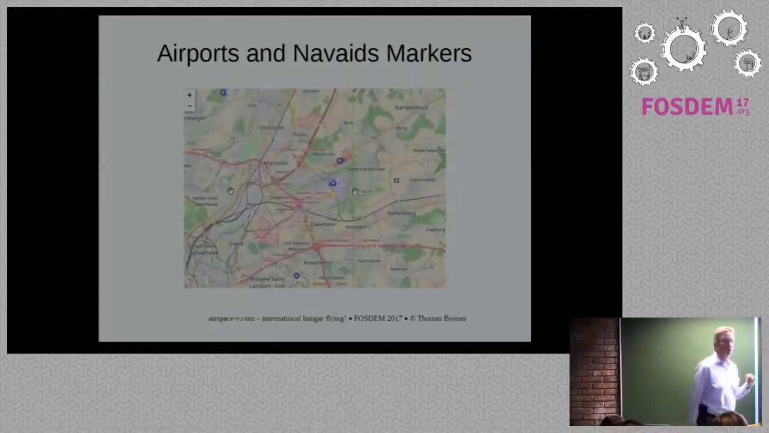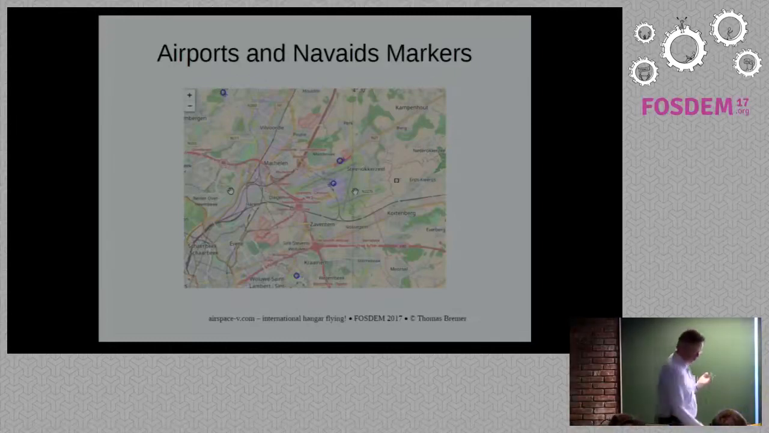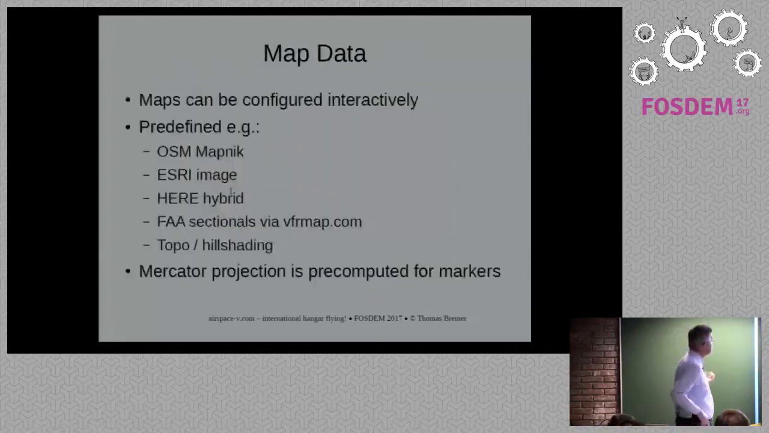You zoom in, then you also get markers for airports. These are the blue rings, because it's the sign on the official maps. And here you also see something like navigation aids. This is a radio beacon which is used for navigation.